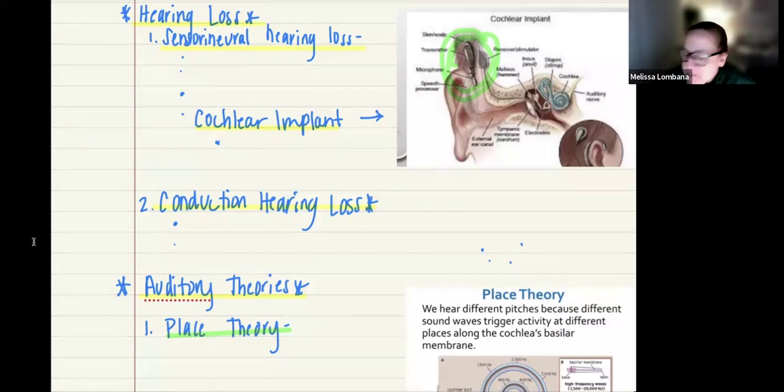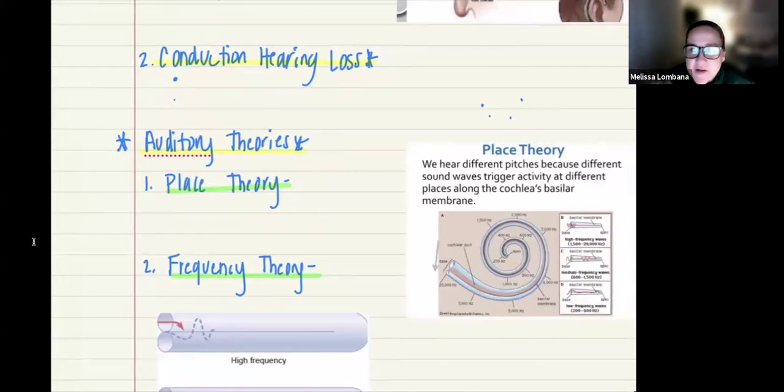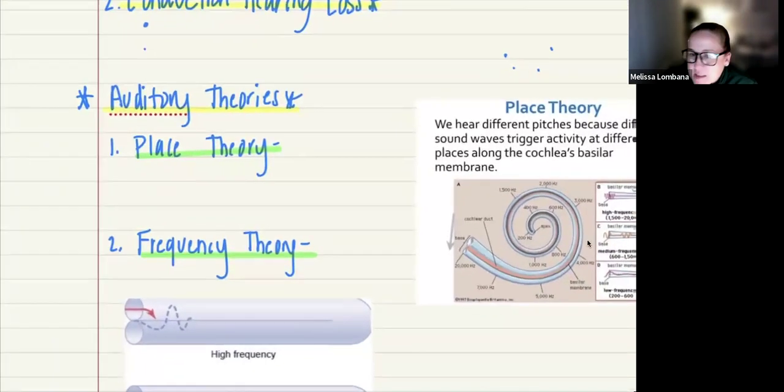Okay. And then there are theories on how we hear. The two theories, the first one, is place theory. Place theory is basically that we hear different pitches because different sound waves trigger different places along the cochlea's basilar membrane, all right?